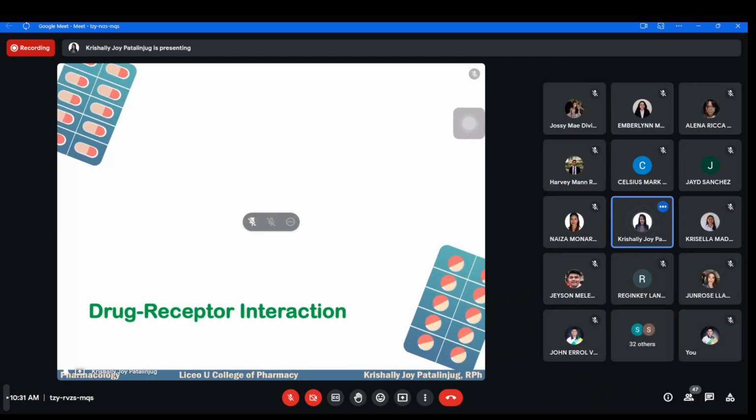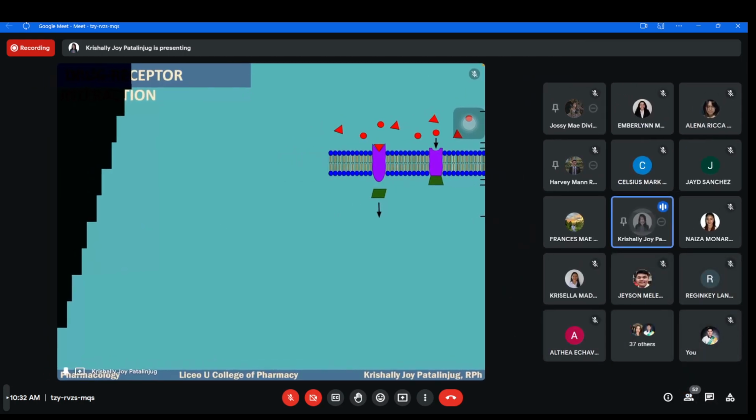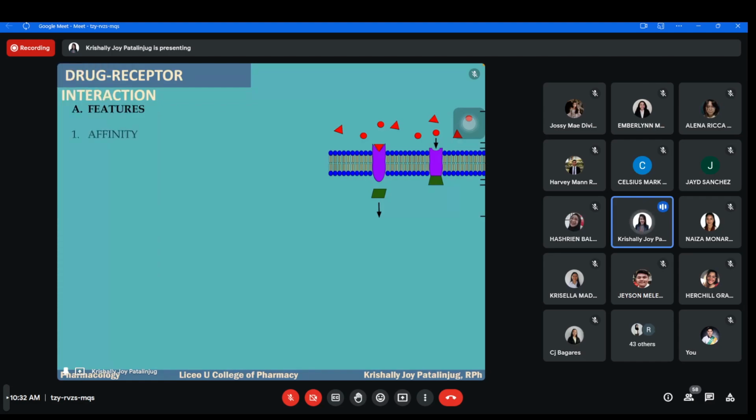Okay, so let's start. Now, in studying drug receptor interaction, it is important that you also understand the characteristics of a ligand, different ligands upon interacting with a receptor. There are two most likely observed characteristics of a ligand. One is affinity, then the other one is intrinsic activity.